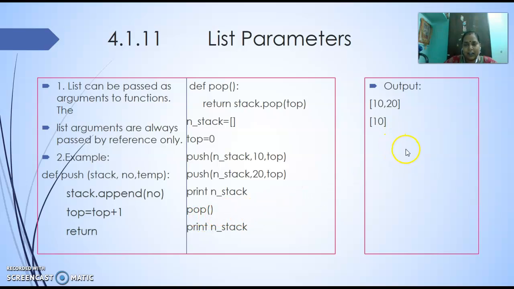So initially 10 is available in the stack. On top of 10, 20 is available. So 20 will be deleted. Afterwards, when we are printing n_stack, only 10 will be printed.